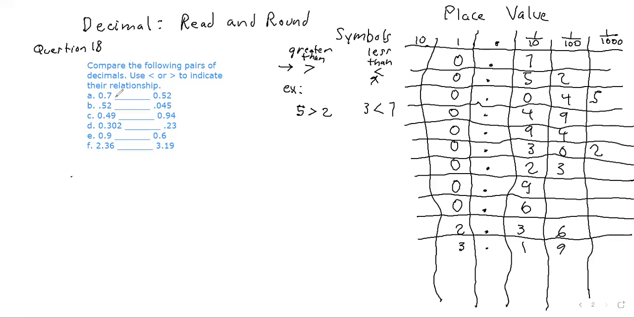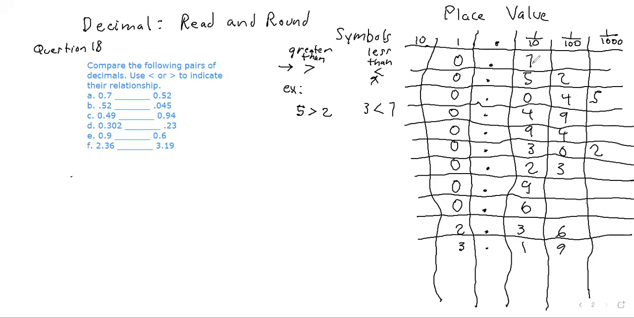So based on that, let's start with A. We say 0.7 blank 0.52. So we want to see which is a larger number, which is a smaller number. We can look at the place value table. We've written down these two numbers, 0.7 and 0.52.